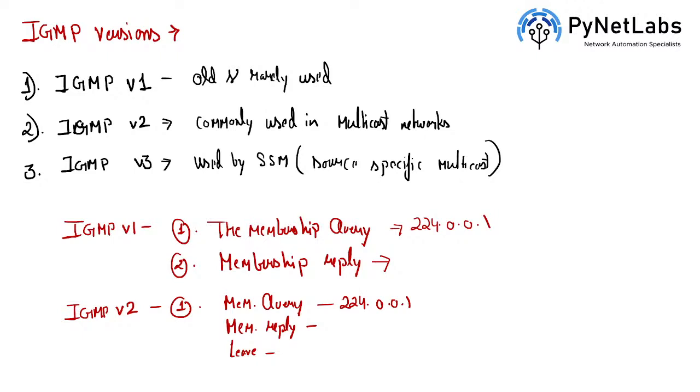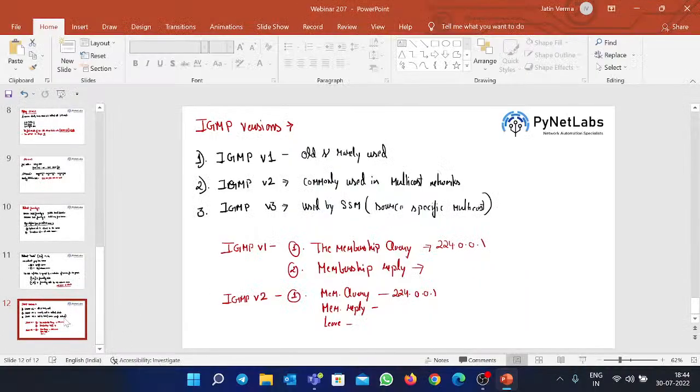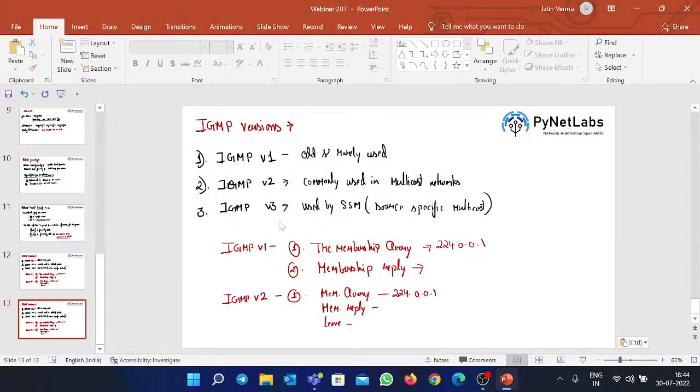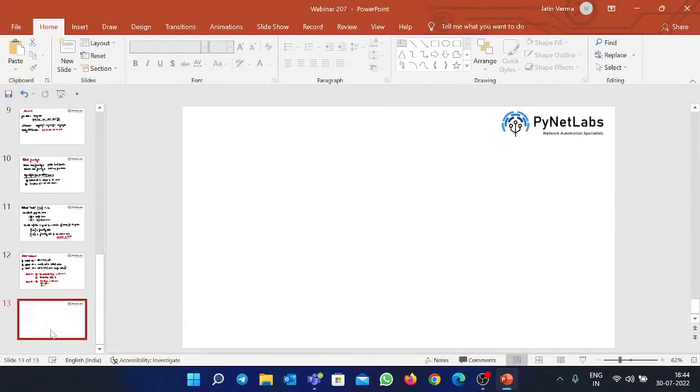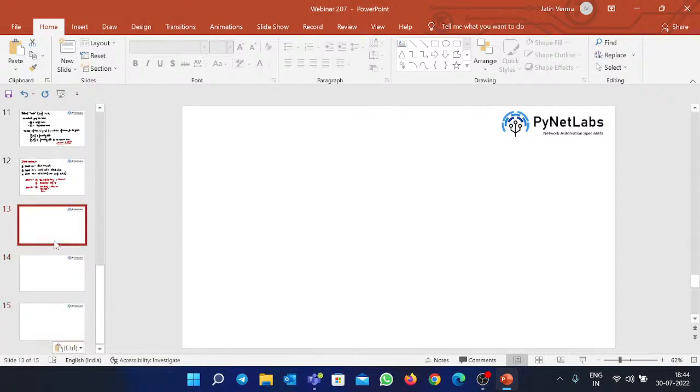IGMP version 3 was introduced to support the need of source specific multicast addresses, which the earlier versions do not have much capability to handle as extensions of the IGMP protocol. So whenever we are talking about all these IGMP versions, this is how they are going to be different, as per the normal scenario we have taken here. As such, no labs are included. These are theoretical concepts which you need to understand.